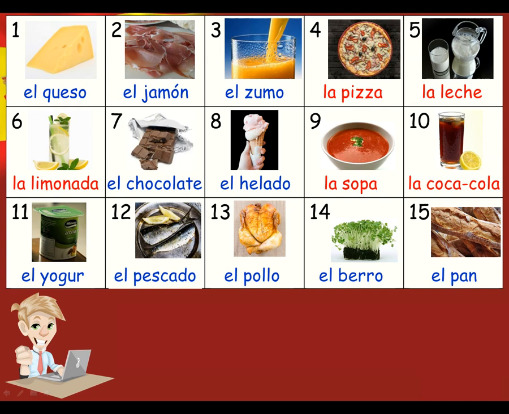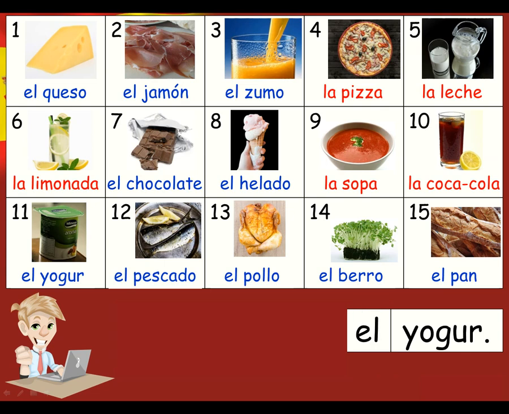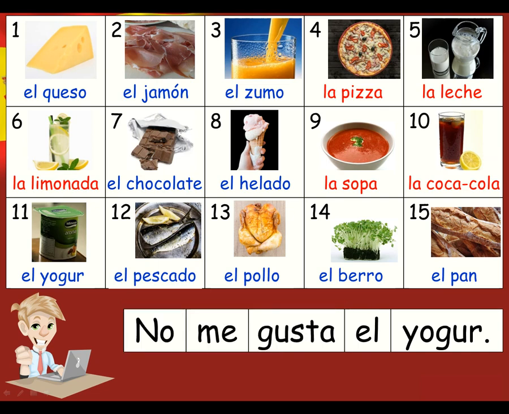And let's try I don't like yogurt. What would that be? Well, we need yogur, don't we, for our food? And it's masculine, so it needs to have el in front of it for its definite article. And how do we say I don't like? No me gusta. No me gusta el yogur.